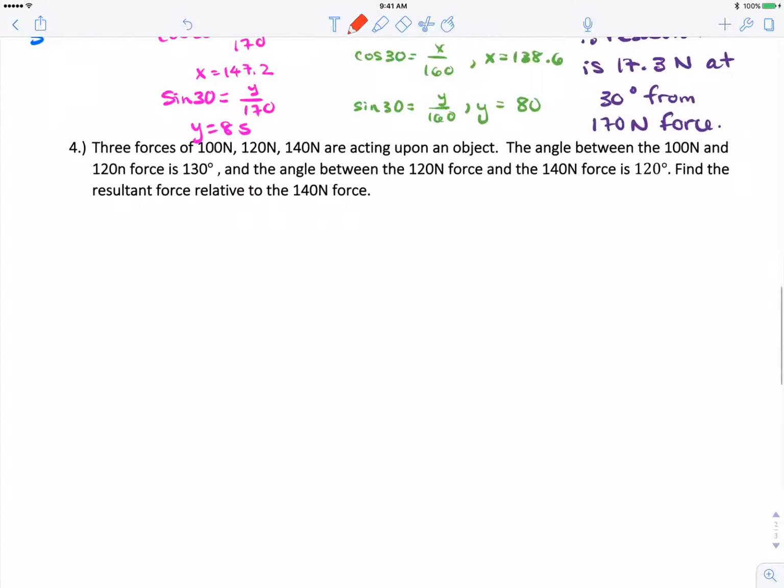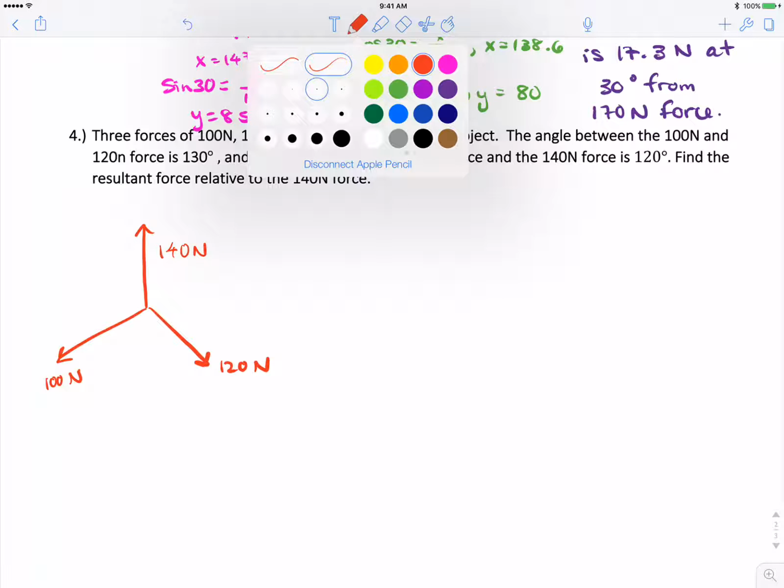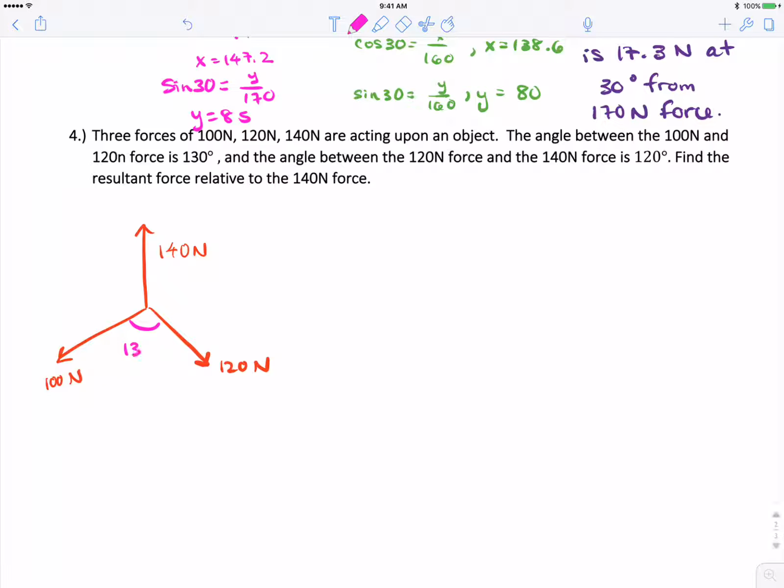Because the 140 is what it wants, I'll go make my picture. So I'll say this is 140 newtons going up. I also have 100 newtons here, and my other force going in this direction is 120 newtons. The angle between the 100 and the 120 newton force is 130 degrees. The angle between the 120 newton force and the 140 is 120, which means that my other angle would be 110.